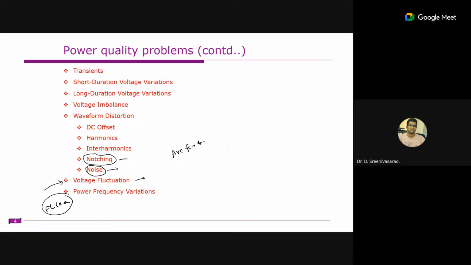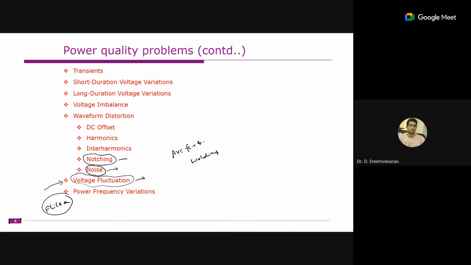During welding or arc furnace applications, there are different sequences. In one sequence, we generate the arc, and in another sequence, we short circuit the arc terminals by using metallic plates. During that, there is a chance that voltage fluctuations will occur.